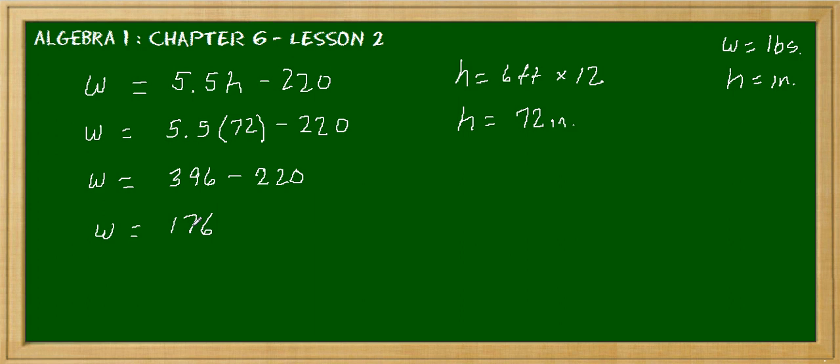Most formulas are written so that one variable appears by itself on the left of the equal sign, and an expression containing the other variable or variables appears on the right. The variable on the left is called the subject of the formula, and the formula tells us how to find its value when values for other variables are known. The subject of the formula, W equals 5.5 h minus 220, is W. The formula tells us how to find W when h is known. Okay, so that's what we call solving it for W.